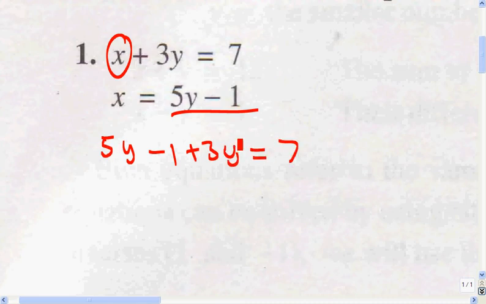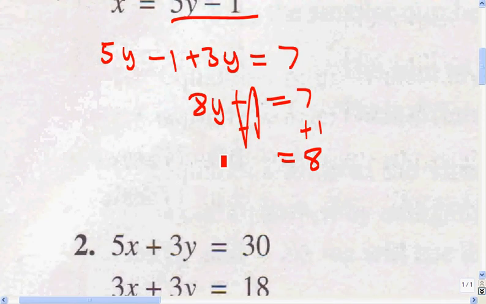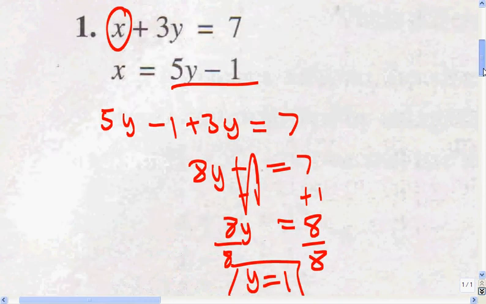Then I'm going to combine the 5y and the 3y, which is going to be 8y minus 1 equals 7. Then I'm going to add 1 to both sides. That's going to give me 8 on this side, and that's going to get rid of my 1 on this side. And what I get is 8y equals 8. I'm going to divide by 8, both sides. Y equals 1. So there's my first answer, y equals 1.